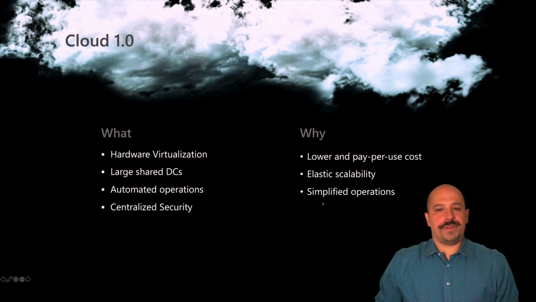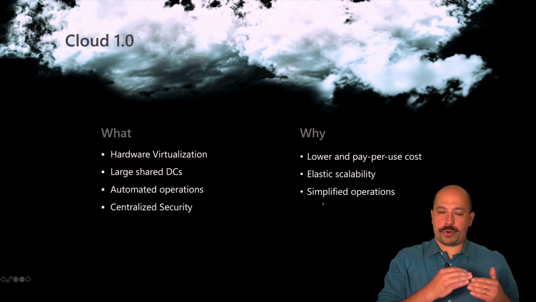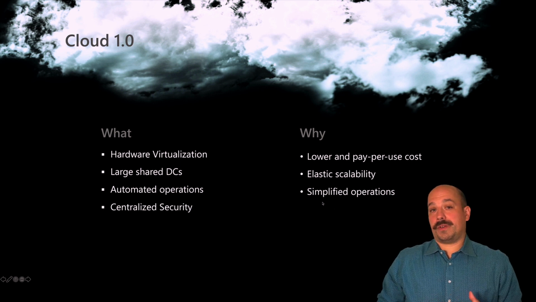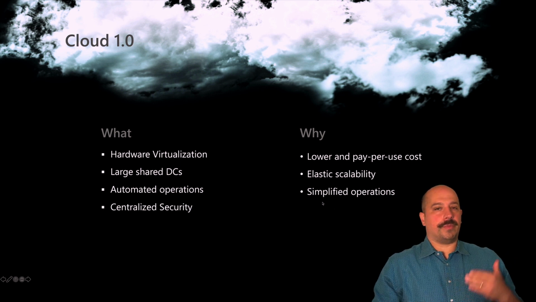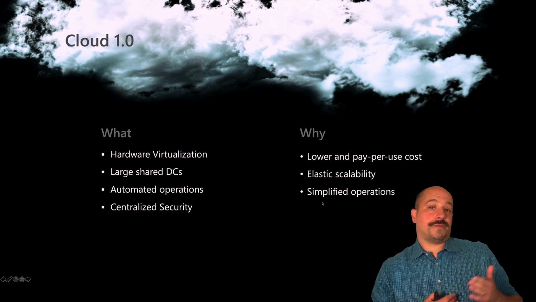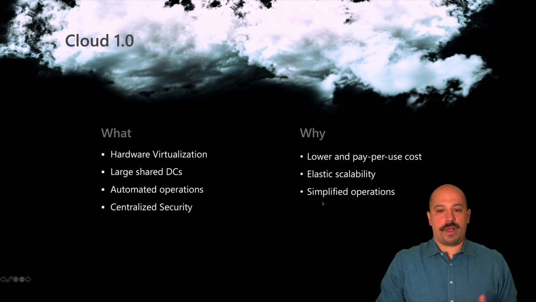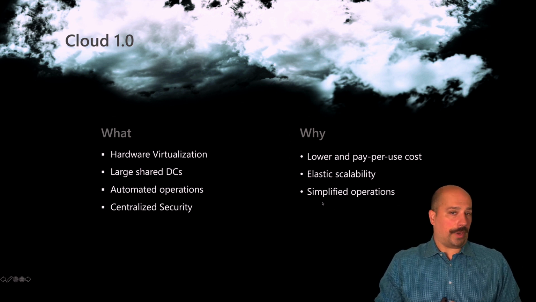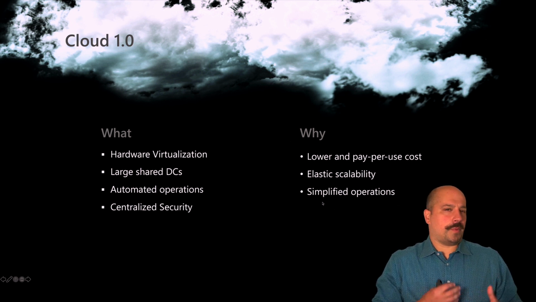Now, why did people move to the cloud? Well, fundamentally because of a lower and more progressive pay-per-use kind of cost infrastructure, the promise of infinite scalability, where you could simply rent more and more VMs or fewer VMs as your business requires, and simplified operations. What is typical of Cloud 1.0 though is fundamentally the fact that the application didn't really change.